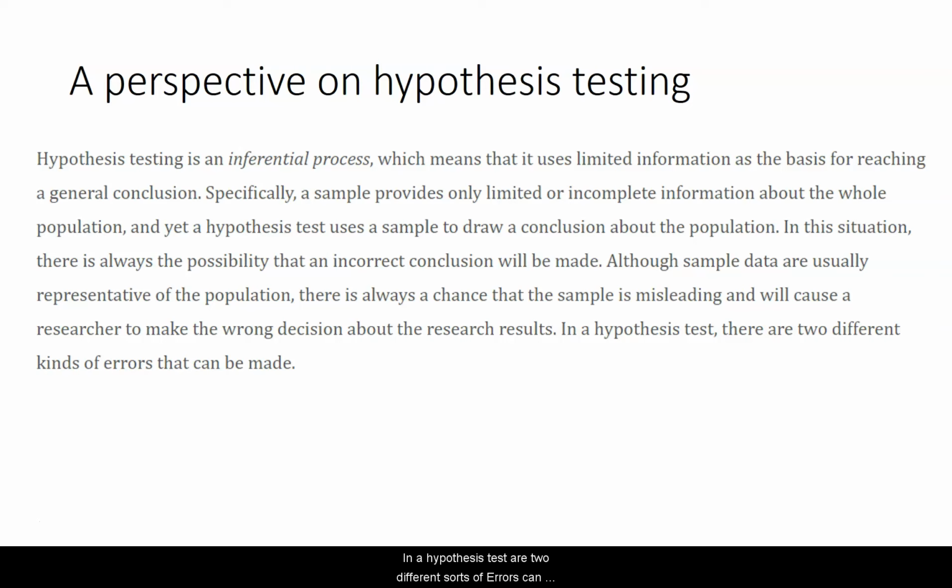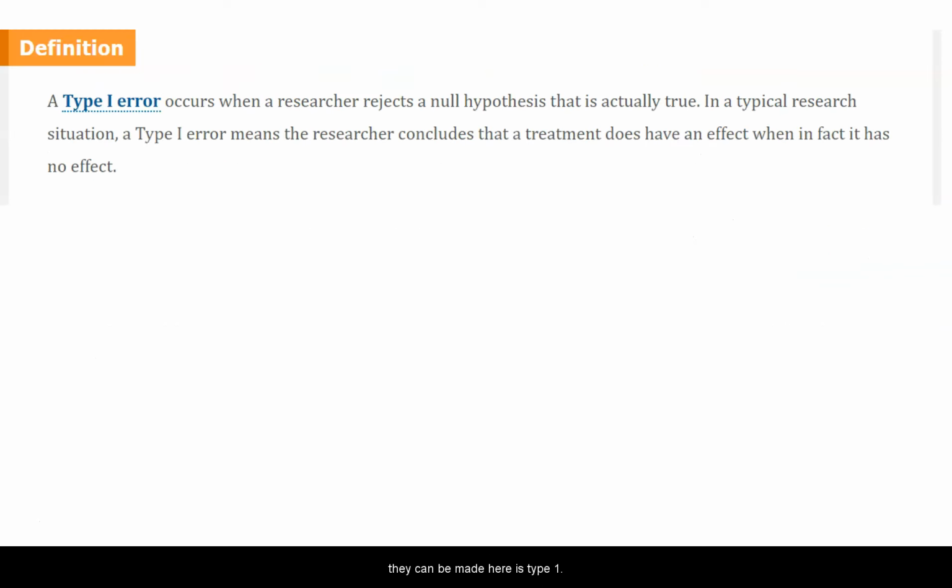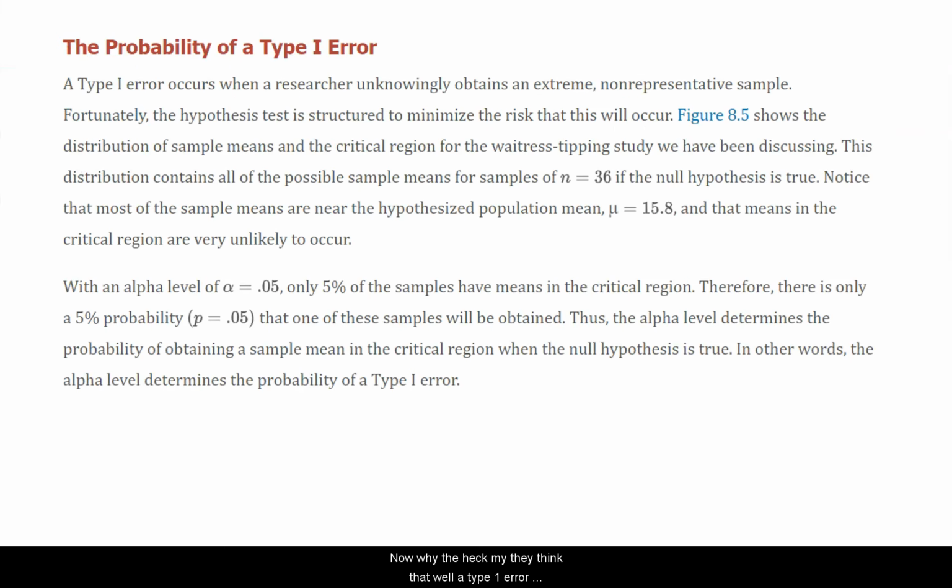In a hypothesis test, there are two different sorts of errors that can be made. Here's type 1. A type 1 error occurs when a researcher rejects a null hypothesis that's actually true. In a typical situation, a type 1 error means the researcher concludes that a treatment does have an effect when in fact it has no effect. Now, why the heck might they think that? Well, a type 1 error occurs when a researcher unknowingly obtains an extreme, non-representative sample. Fortunately, the hypothesis test is structured to minimize that risk.